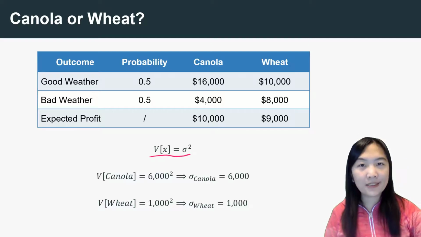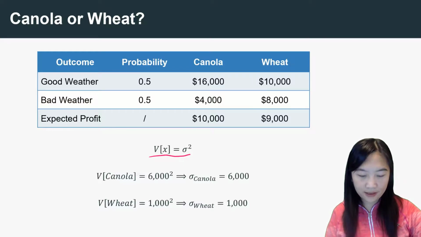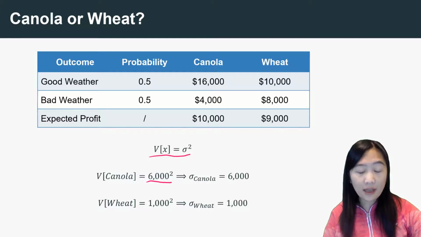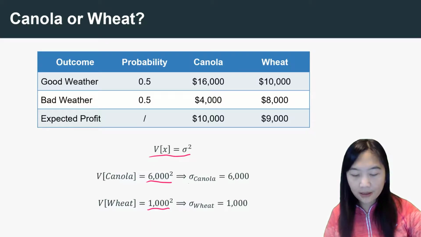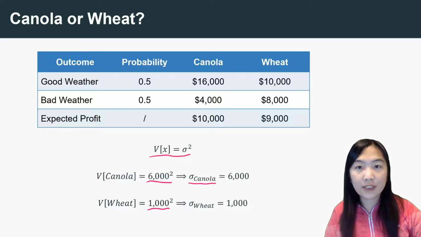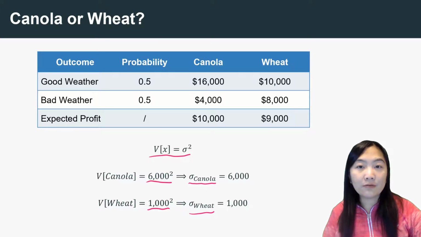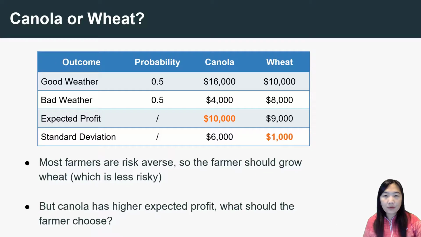Variance is sigma squared, and we know from previous slides that the variance of canola is 6,000 squared and the variance of wheat is 1,000 squared. The standard deviation of canola is just 6,000, since you take the square root of the variance. Similarly, the standard deviation for wheat is 1,000. So we calculated both the mean and the standard deviation of canola and wheat, and now we can do a comparison.